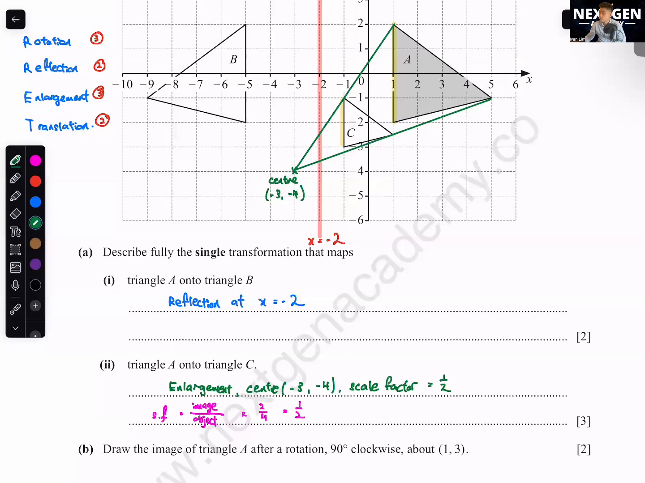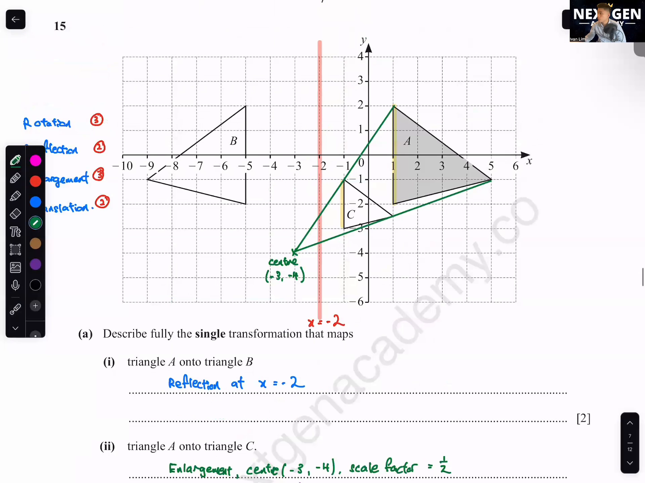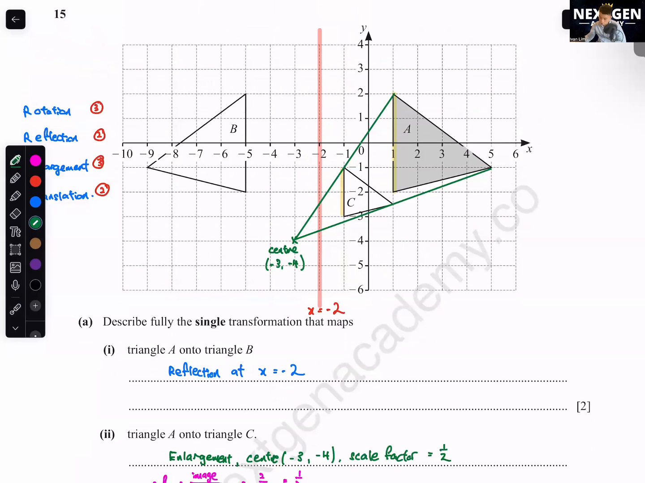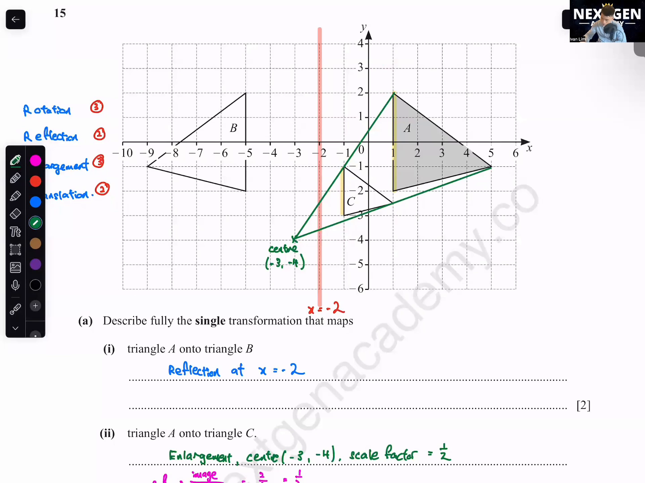Okay, next one. Draw the image of triangle A after a rotation 90 degrees clockwise about (1, 3). Okay, where is 90 degrees clockwise? I'm just going to draw the image here. Where is (1, 3)? Let's find it here first. Okay, (1, 3), this point here. Clockwise means this way.